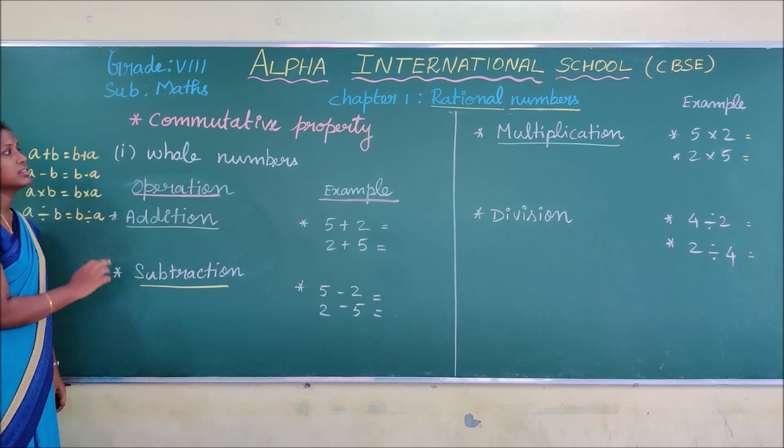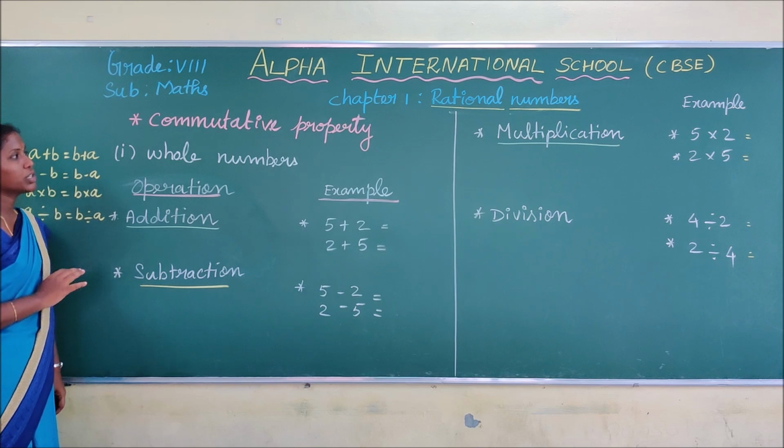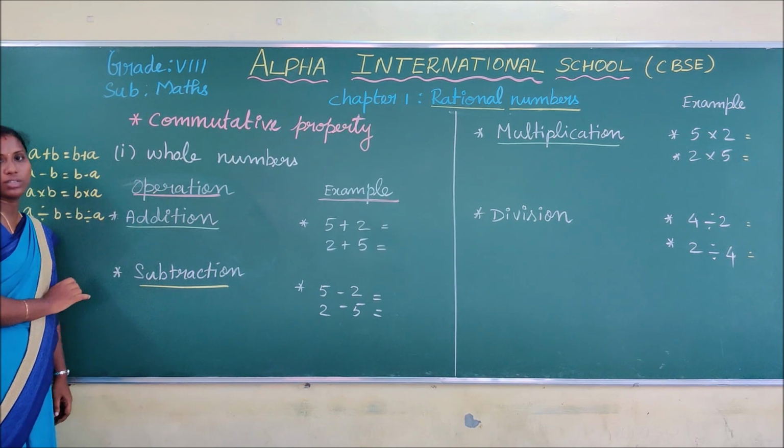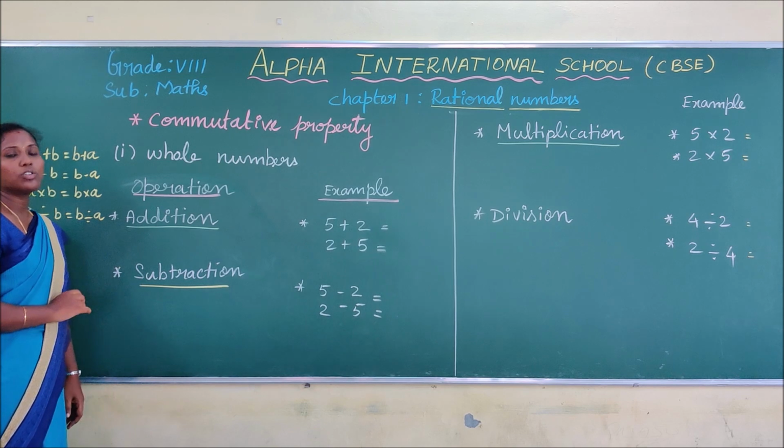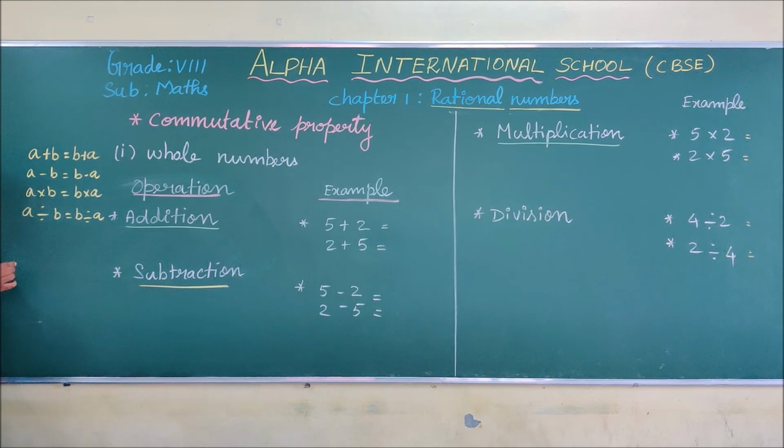Now we are going to see the second property, commutative property. We are going to check whether the commutative property holds for whole numbers under the operations addition, subtraction, multiplication and division. First, how to check the commutative property? If you are taking any two numbers, for example, I am taking A and B. For addition, the result of A plus B should be equal to the result of B plus A. Likewise, for other operations also, it should be satisfied. A minus B should be equal to B minus A. A into B should be equal to B into A. And A divided by B should be equal to B divided by A. If this comes as an equal result, then we can say that the commutative property is satisfied.